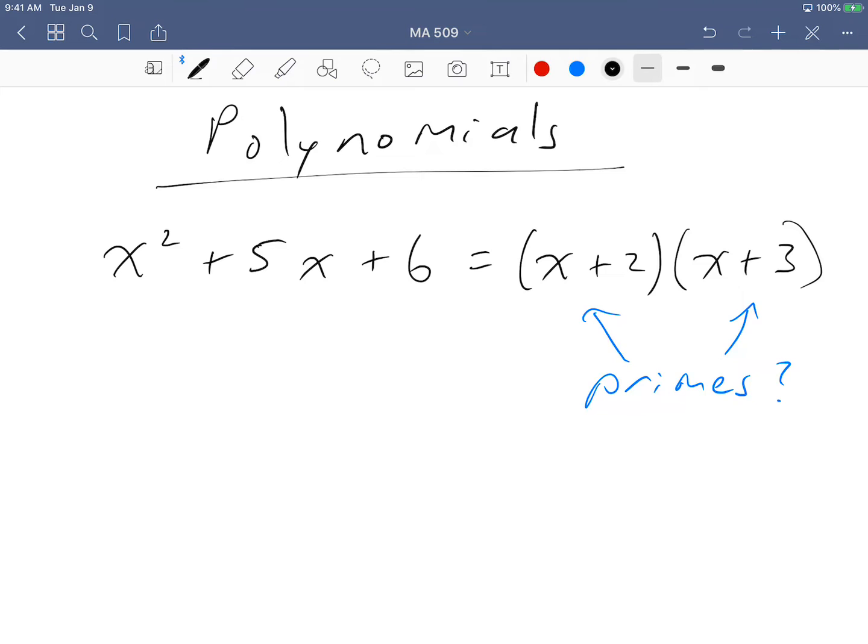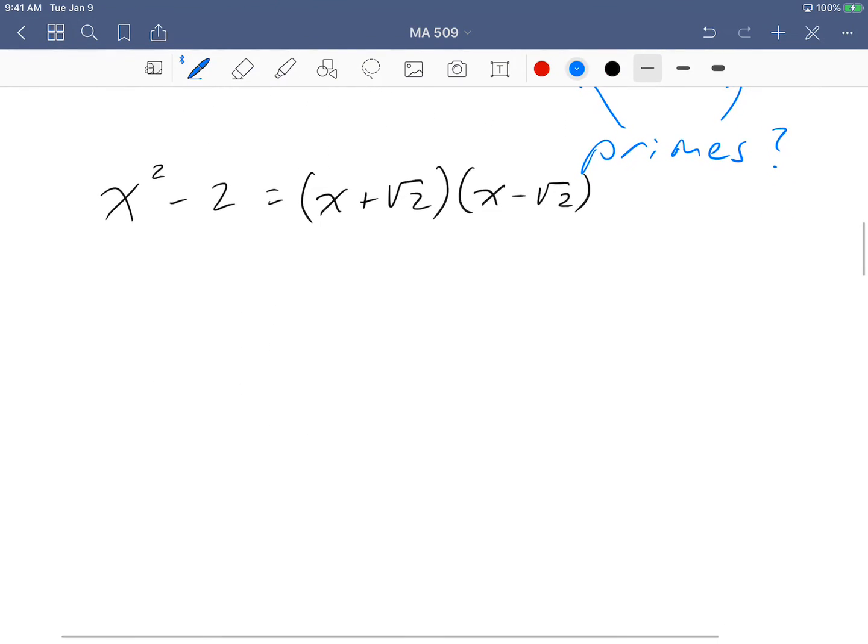So as an example of where we get into trouble and where we need to know what we're talking about, something like x squared minus 2, I can factor that as (x plus root 2) and (x minus root 2). And so again, I want to know, are those primes? Are those things that I want to consider as factors? And do I want to talk about that as the factorization of this?